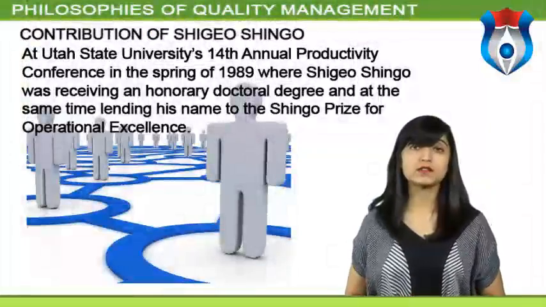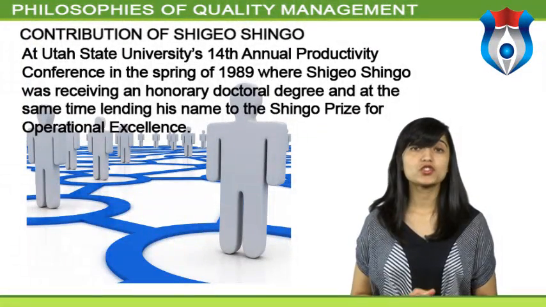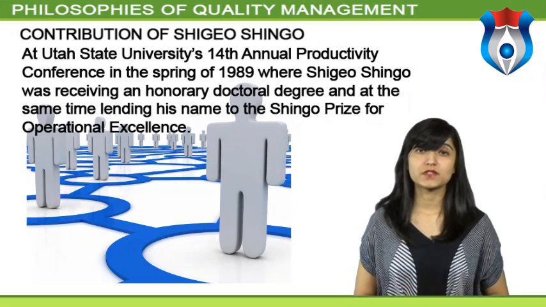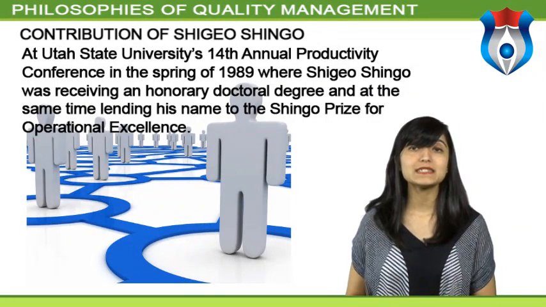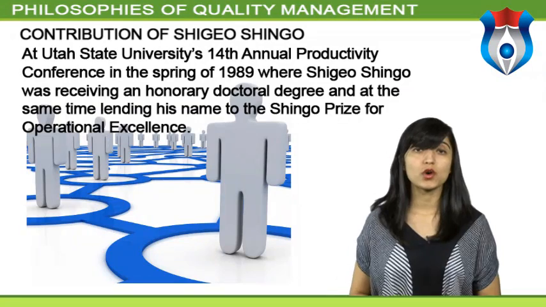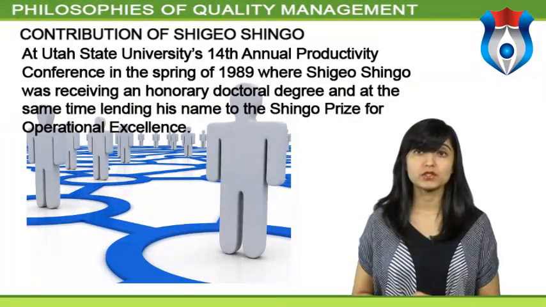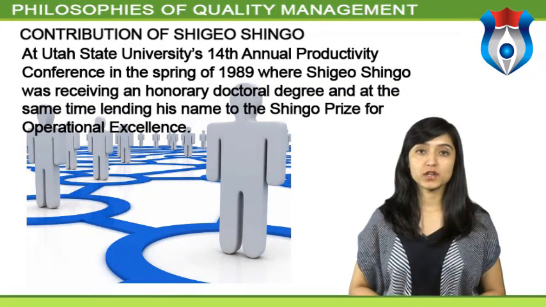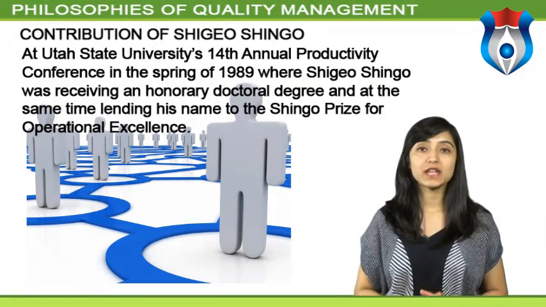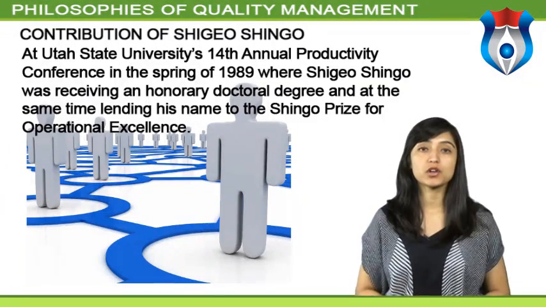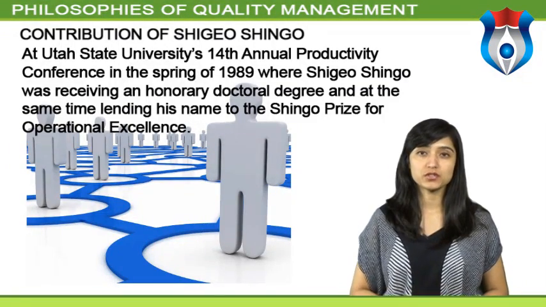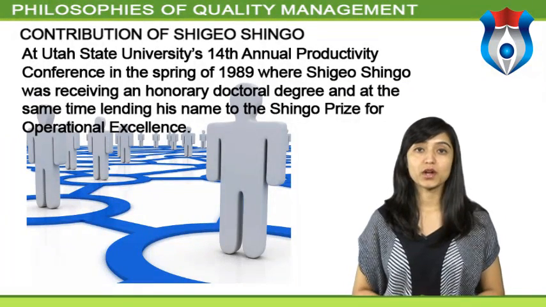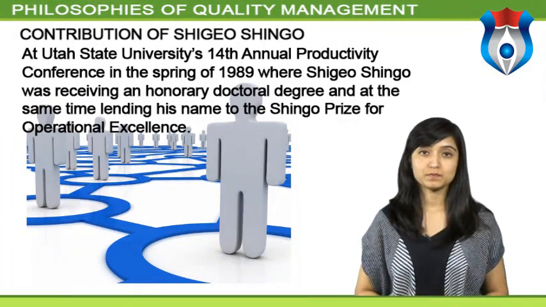Let us now discuss the contribution of Shigeo Shingo. At Utah State University's 14th Annual Productivity Conference in the spring of 1989, Shigeo Shingo was receiving an honorary doctoral degree, and at the same time lending his name to the Shingo Prize for Operational Excellence.